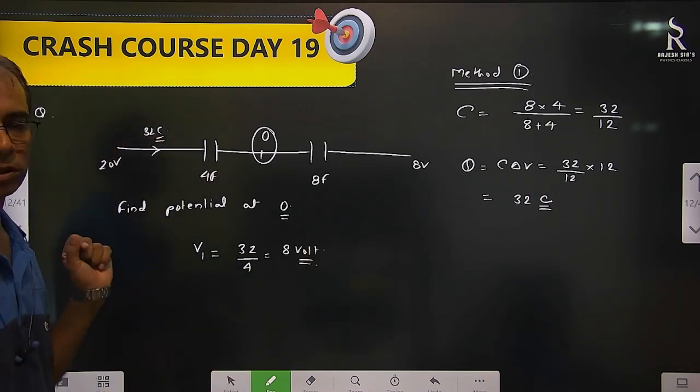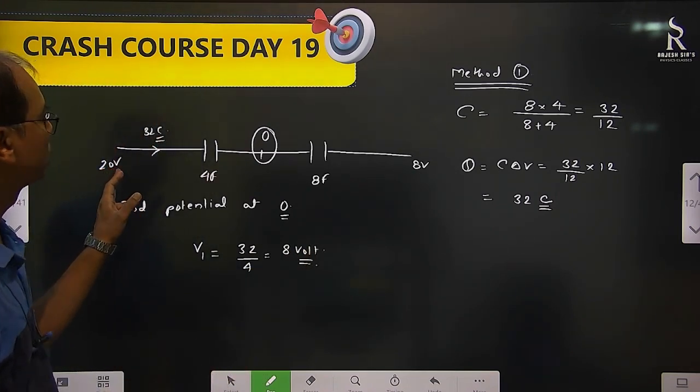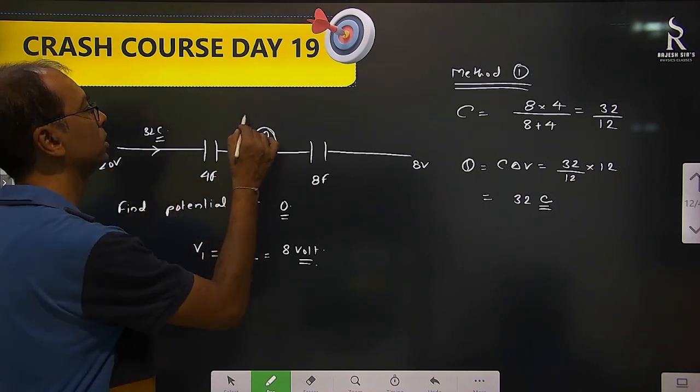8 volt will drop across this. So here what is the potential? 20 volt. Here 8 volt drops. So how much here is 12 volt?